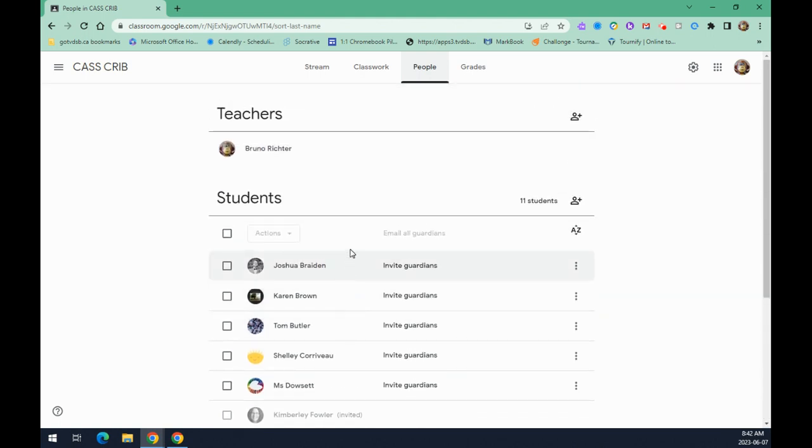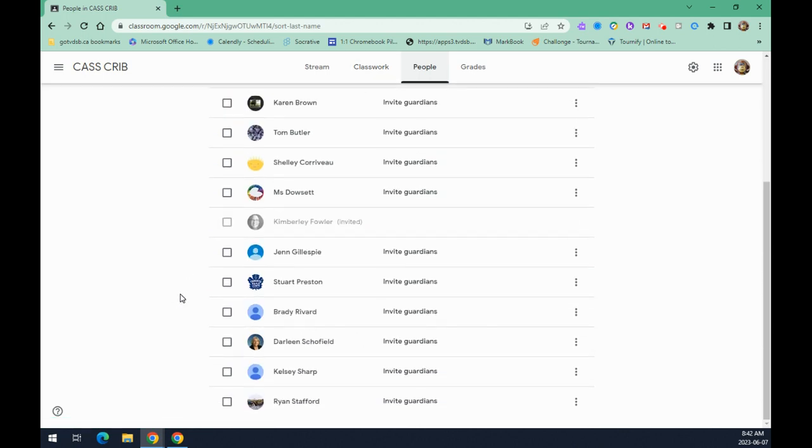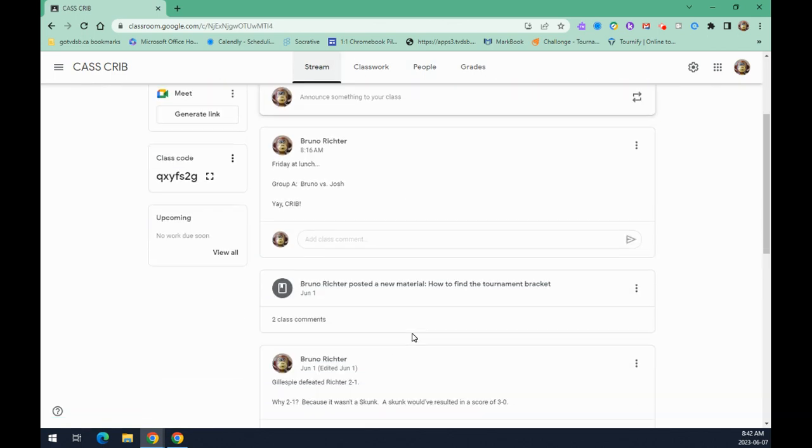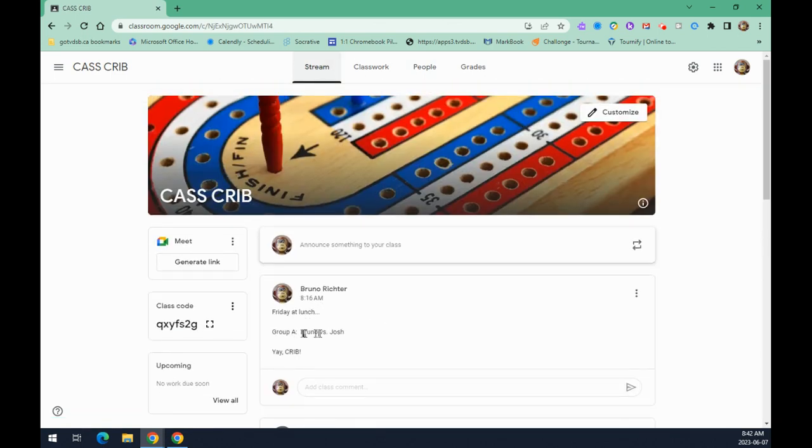These are people who agreed to play relatively frequently. Some people have good intentions. They say they want to play, but then they're not able to make the time. So these are people that said, yeah, I can still make the time. In the stream, I can write stuff like, hey, Friday at lunch, Group A, Bruno versus Josh. Yay, crib. So this is the spot everybody goes to for the tournament now, instead of a paper on the desk.